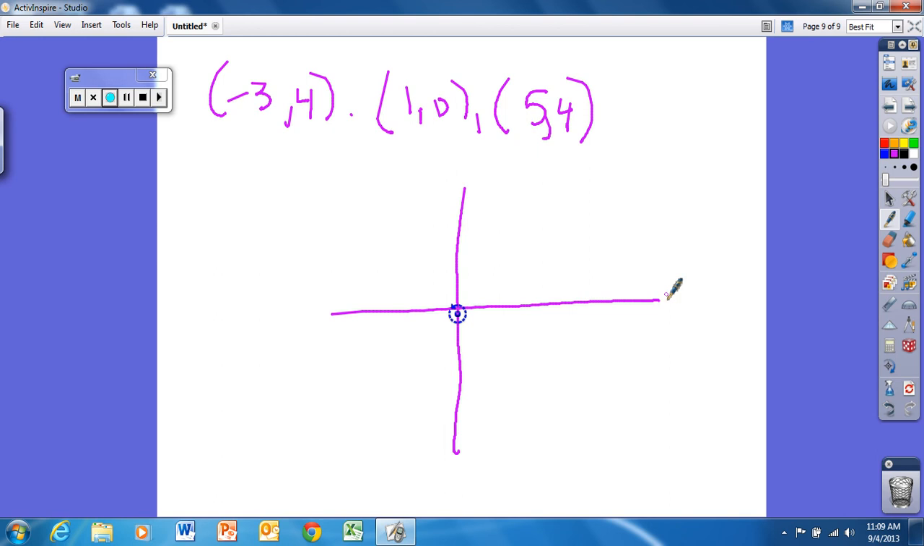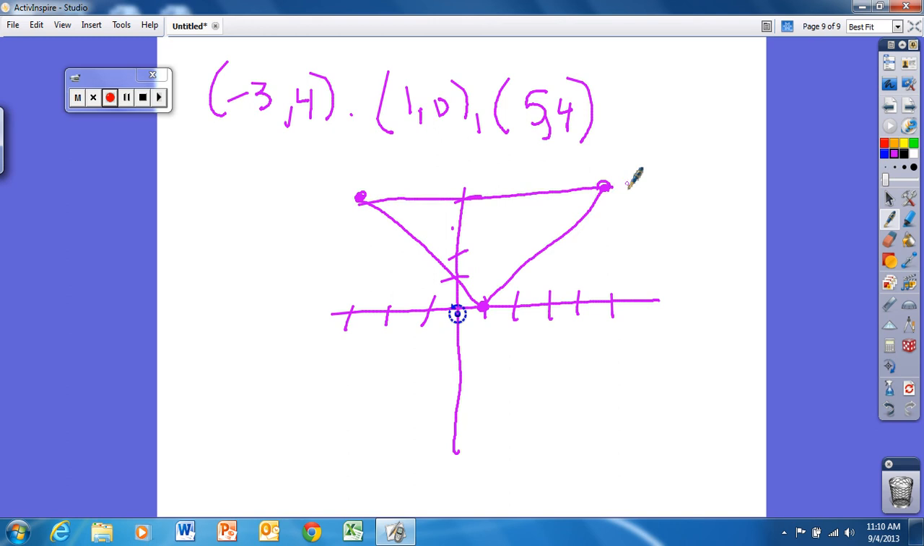I don't know what that thing does, but (-3, 4) is over here. (1, 0) is right here. (5, 4), 1, 2, 3, 4, is up here. We want to know if this makes a right triangle.